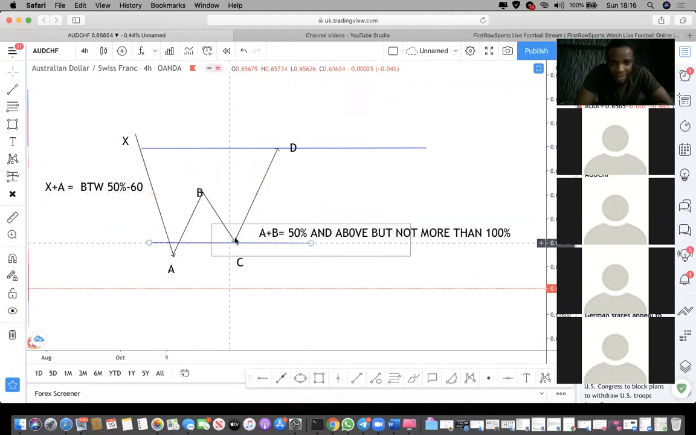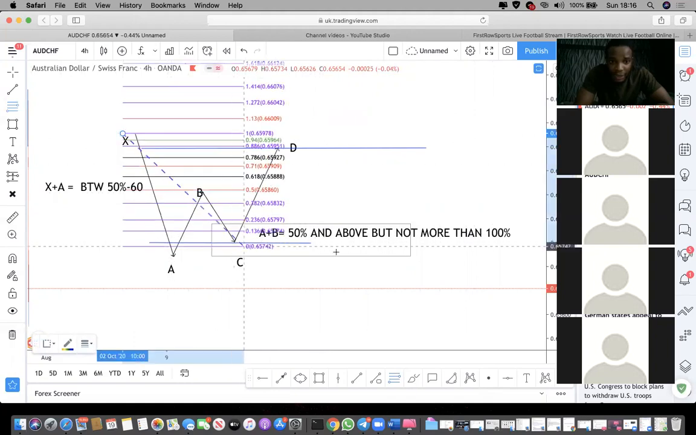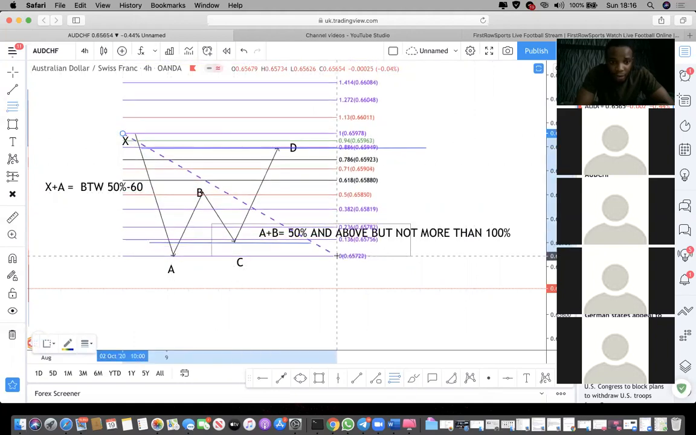to make sure that your C is 50% and above, but not more than 100%. And your D, just like I said, you're always going to know the D from the same fib that you pulled from X to A. Giving you the B will also give you the D. Your B would be between 50 and 60, and your D will be 88.6. I hope that makes sense, guys.